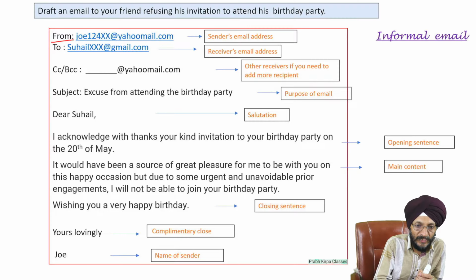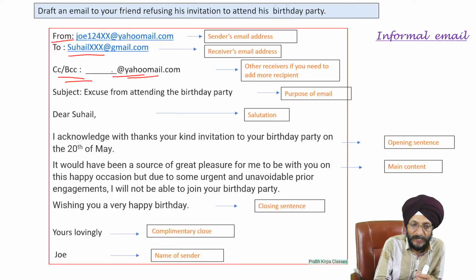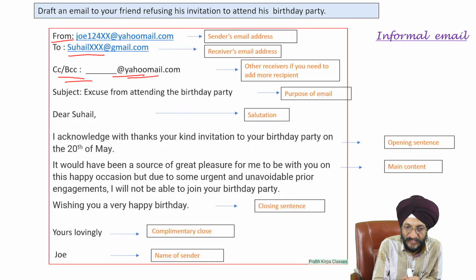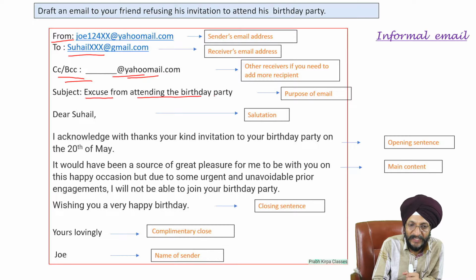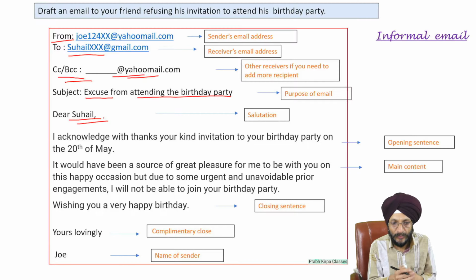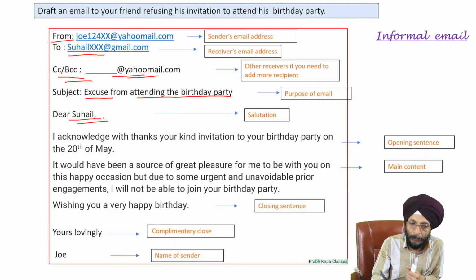This is your email address. You are writing to Sohail. If you want to tell others that you will not attend the birthday party, their names are mentioned here. Then you will mention the subject, excuse from attending the birthday party. You will mention the name of your friend, Dear Sohail. This is the salutation. Then comes the opening sentence.